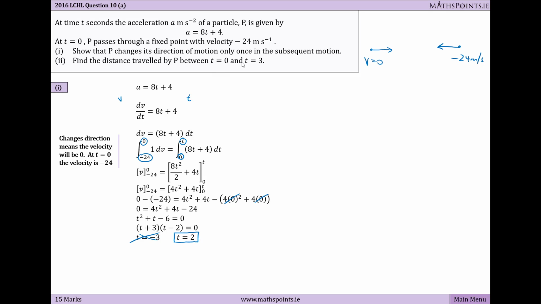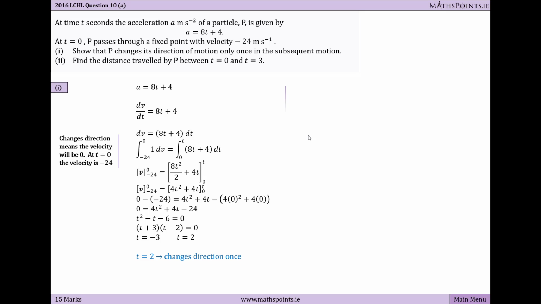Now the second part of the question asks us to find the distance travelled by P between t equals 0 and t equals 3. Now the problem with this is we're interested in finding distance, which we're going to call s, but we have a formula that is a equals 8t plus 4. We can change acceleration into v dv/ds equals 8t plus 4, but the problem with this approach is that we have 3 variables. We have v's, we have s's, and we have t's, and so that's not integration that we want to get into.